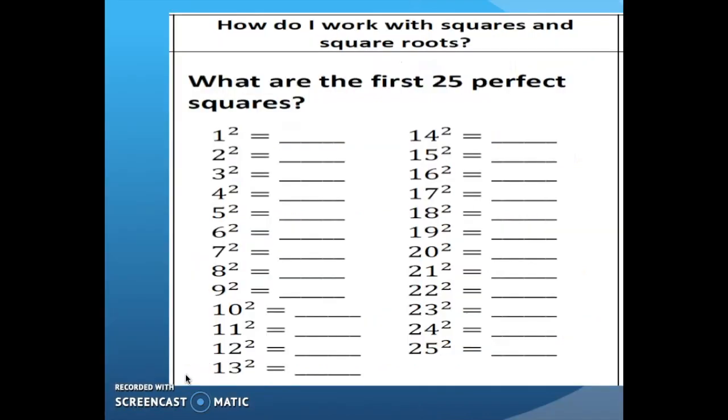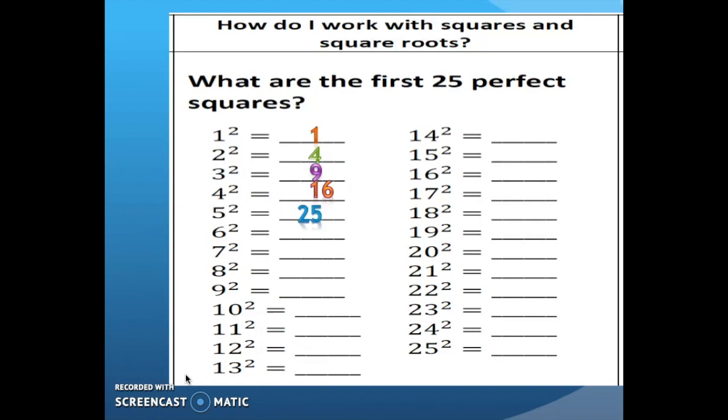Now we are going to learn the first 25 perfect squares. You would have to memorize the first 25 perfect squares. Let's go ahead and remember, perfect squares is you multiplying the number by itself, raised to the second power. So 1 times 1 gives us 1. 2 times 2, 4. 3 times 3, 9. 4 times 4, and so forth. What I want you to do is fill in all of these perfect squares on that sheet.